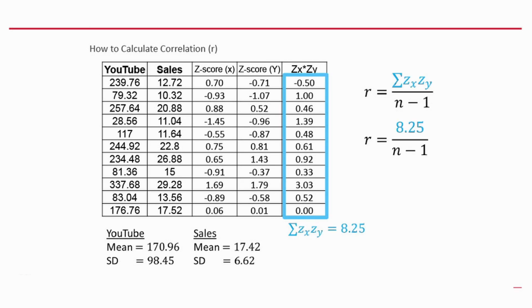Now my formula says I have to add all those up. Add up the multiplications of those z-scores. So I will add up that column. I get 8.25.